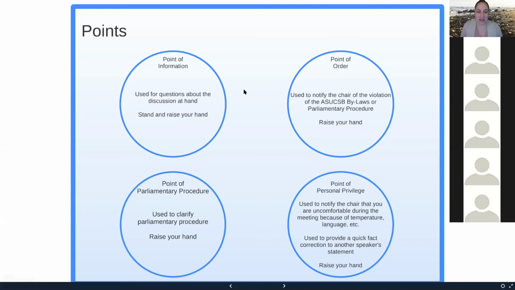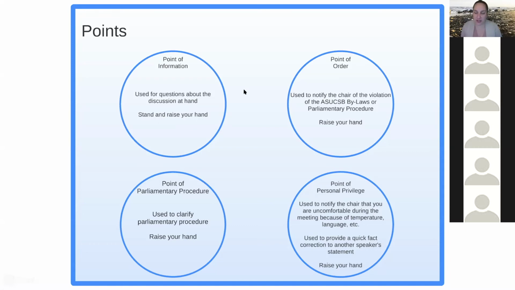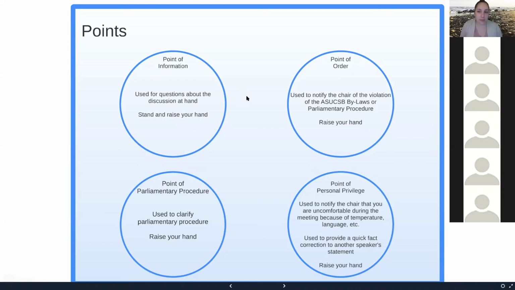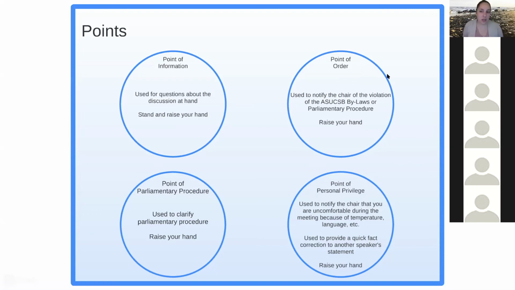But you can use the raise hand function on Zoom, and when we were in person, senators would just raise their hand to get the chair's attention for this point of information. A point of order is used to notify the chair of a violation of our legal code or parliamentary procedure. So if, for example, the motion was voted on without getting a second, that would be notifying of a violation of parliamentary procedure.